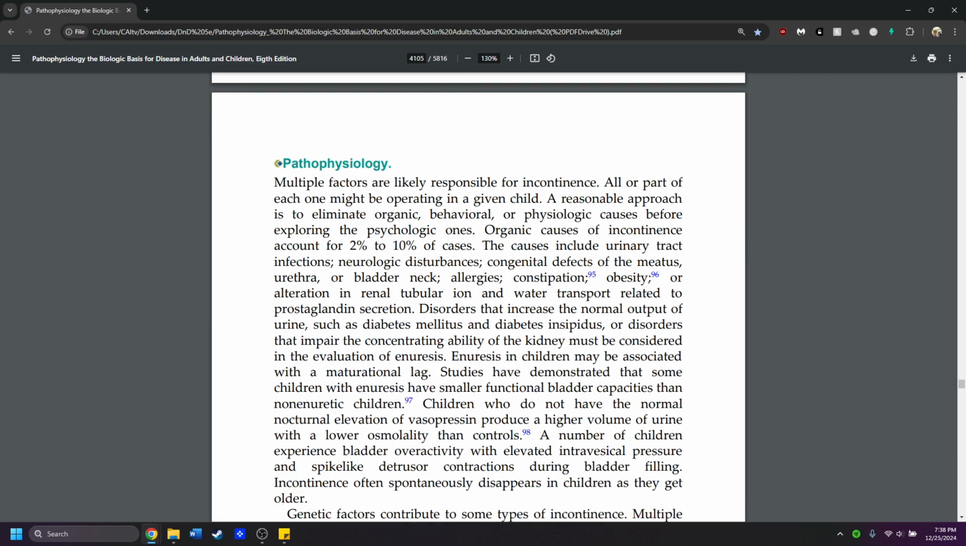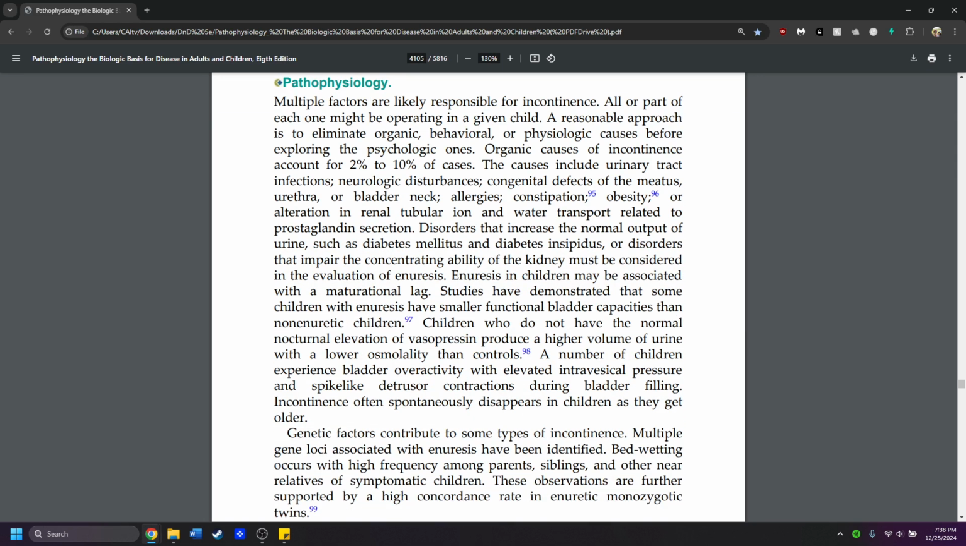So what is the pathophysiology? Multiple factors are likely responsible for incontinence. All or part of each one might be operating in a given child. A reasonable approach is to eliminate organic, behavioral, or physiologic causes before exploring the psychologic ones. Organic causes of incontinence account for 2 to 10% of cases.